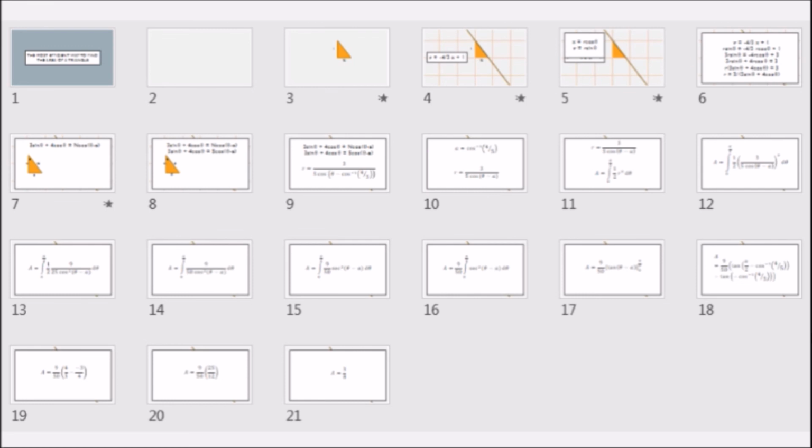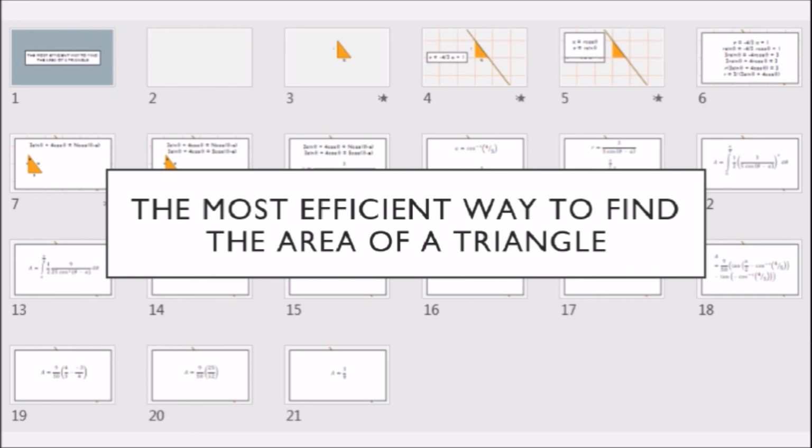So this is far beyond what I would expect anyone to know, and definitely way beyond the method that I would expect anyone to use. I think the method that I've shown here in this instructional video is clearly the most efficient way to find the area of a triangle.